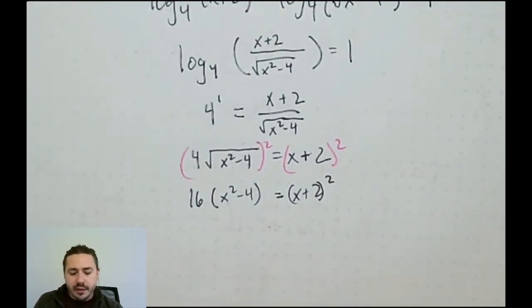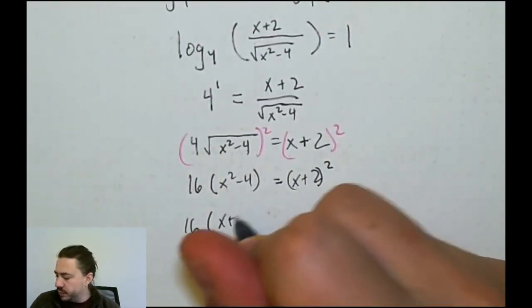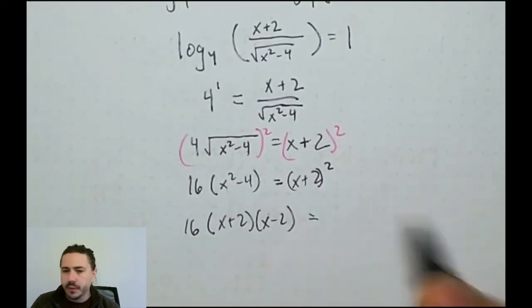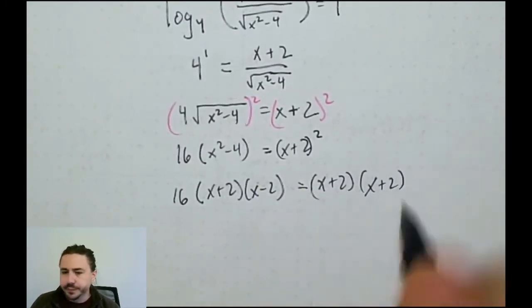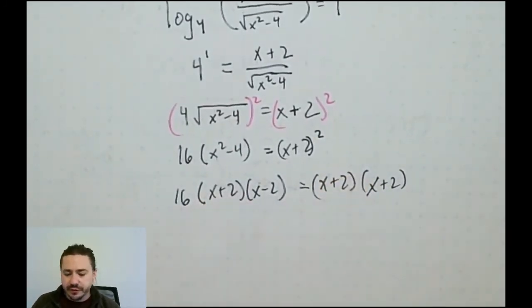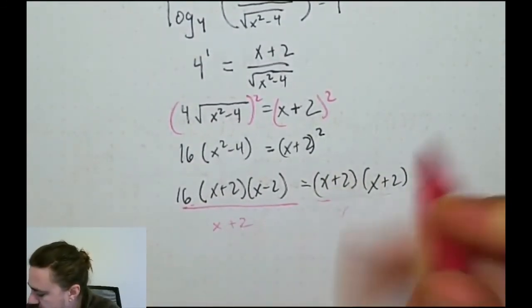All right, so what do I want to do here? I think what I need to do here is factor these out as much as I can, and see where I can go from there. So if I factor out the left side, what I get is 16 times, and then this is a difference of squares, so that's x plus 2 and x minus 2. And on that right-hand side, I've got x plus 2 squared, so that'll just be x plus 2 times x plus 2. Notice we've got an x plus 2 on both sides. So if I divide both sides by x plus 2, I should be able to cancel that out and just get rid of one of those factors.